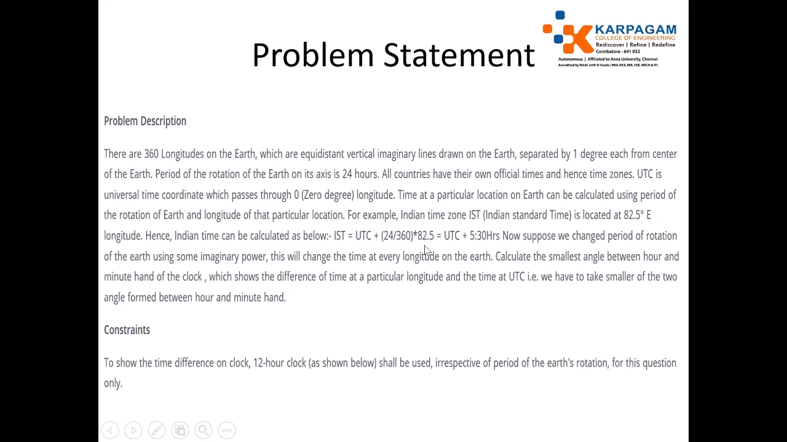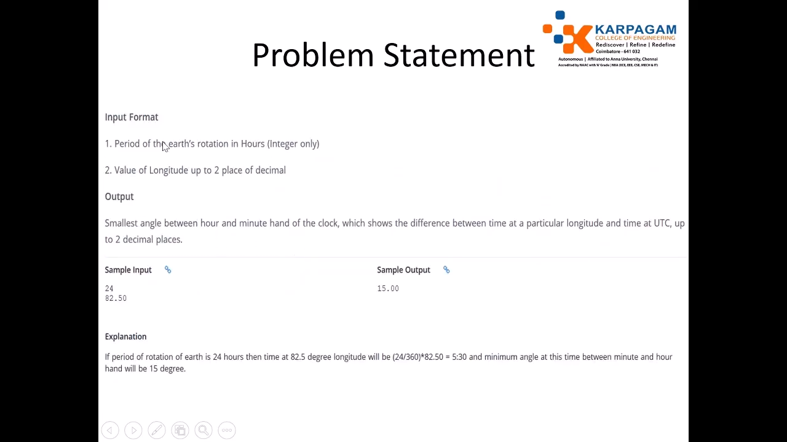This formula. Okay. So the input format will be the period of the Earth's rotation in hours as an integer. Next one is the value of longitude up to 2 places of decimal. The output will be the smallest angle between the hour and minute hand of the clock, which shows the difference between time at a particular longitude and the time at UTC, up to 2 decimal places.